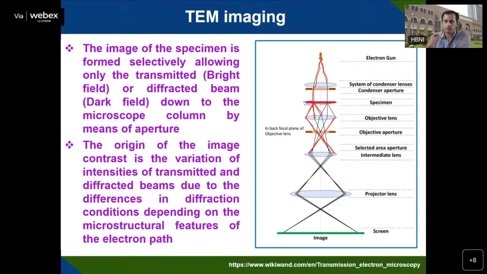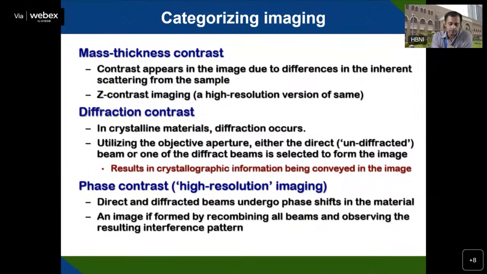So mainly in the case of imaging, you have mass thickness contrast, like if you have a thin film sample, or if you have a core-shell material, where the core is, for example, a low Z material and the shell is a high Z material.